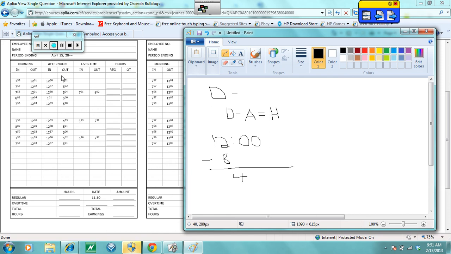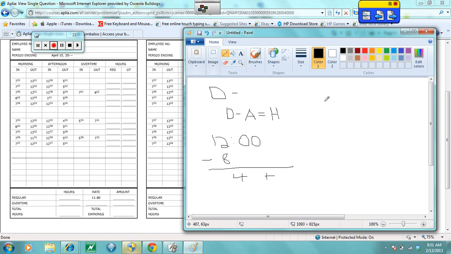Well, this is regular hours, overtime hours, afternoon. 4 hours in the morning. And they expect you to remember plus what you work in the afternoon. Well, if we take our departure time, which is 5 o'clock, minus your arrival time that you arrived back to work, you have 1 o'clock. 5 minus 1 equals 4.